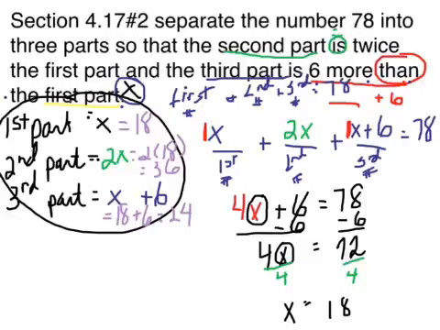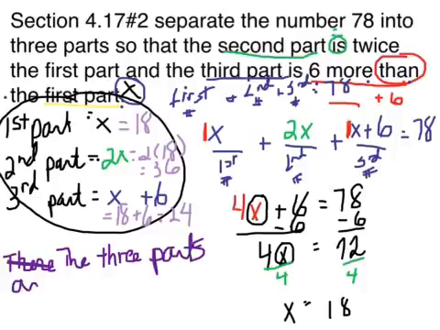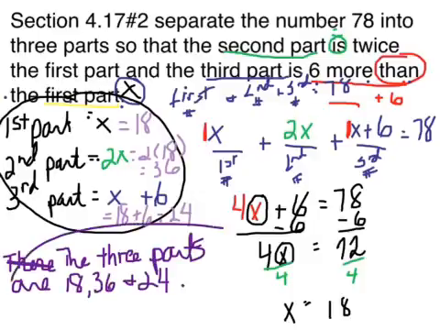The first part is 18, the second part is 36, the third part is 24. But if you think about it, you could also word it like this, because a lot of people just don't like writing, and so that's why they don't want to do this, I think. I'm sorry, it should have been the 3 parts are 18, 36, and 24. Okay? And so that would be your answer.